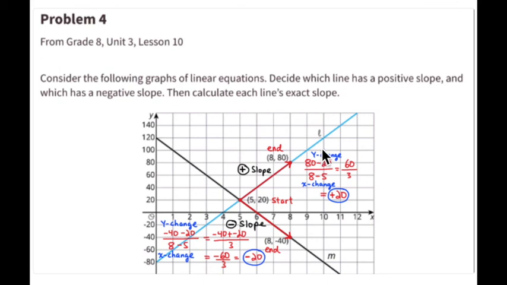The slope for line L is positive 20. So negative 20, for each unit you move along the x-axis, you have to move down 20 units, negative 20. So 1 unit down 20, 1 unit down 20, 1 unit down 20. For positive slope, it's 1 unit up 20, 1 unit up 20. So this is a positive 20, this is a negative 20.